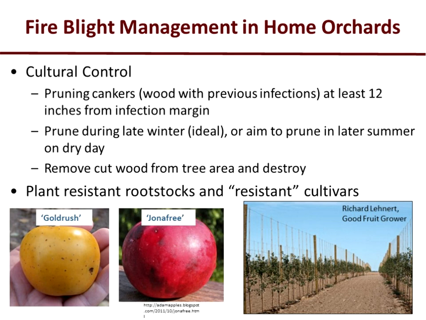Okay, so how are we going to manage fire blight? So remember those cankers that I showed you in the previous slide. Those cankers are where the bacterium overwinters. And so what you want to do, and what you want to tell your homeowners to do, is you want to prune those cankers at least 12 inches from the infection margin. You want to go so far back from that margin because even though we don't see symptoms, the bacteria is usually progressing further than what our eyes can see.